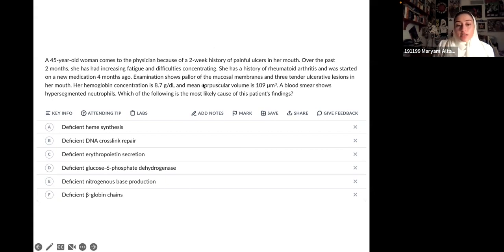Something is wrong with DNA synthesis, 100% true. So now, because the MCV is high, we know it's a macrocytic anemia. And you have hypersegmented neutrophils, so that says megaloblastic. So it's basically asking, which of the following is the mechanism of megaloblastic anemias? If I ask it in that way, what would you guys choose? A, B, C, D, E, or F?